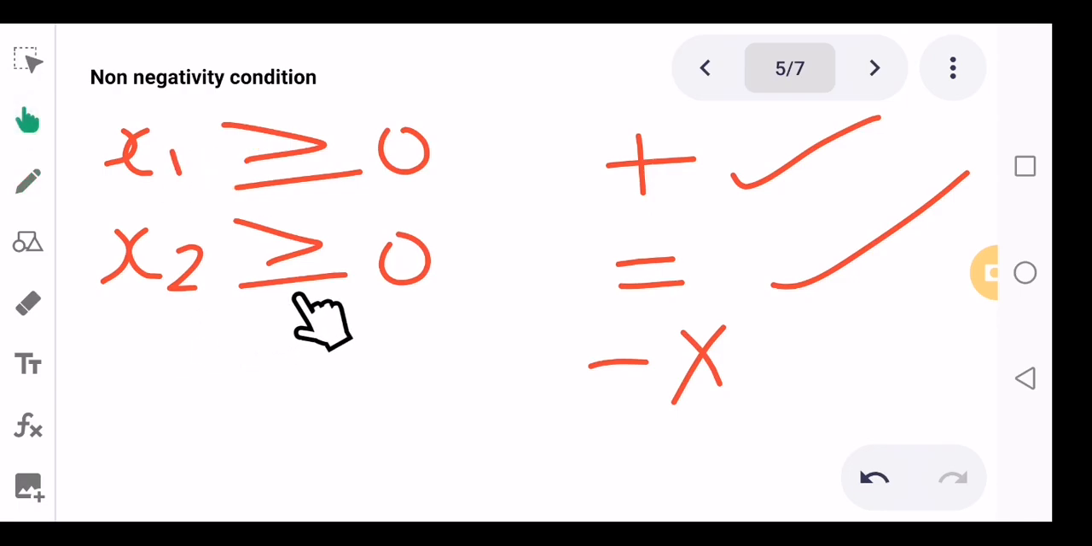And what are your x1, x2? They are the total number of bags of M and total number of bags of N. You can buy 0 bags, 1 bag, 2 bags, or any positive number of bags. But you cannot buy -2 bags or -8 bags. That's not possible. That's why the non-negativity condition is put.